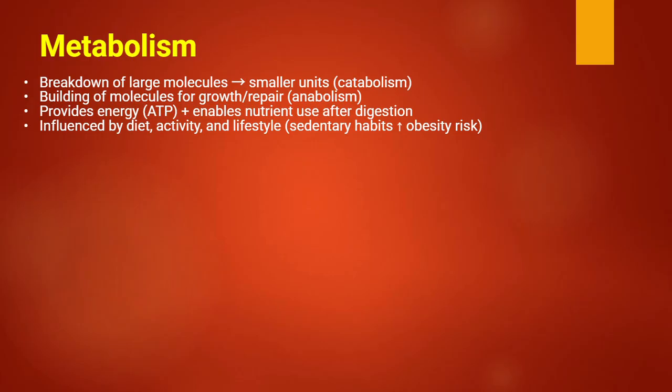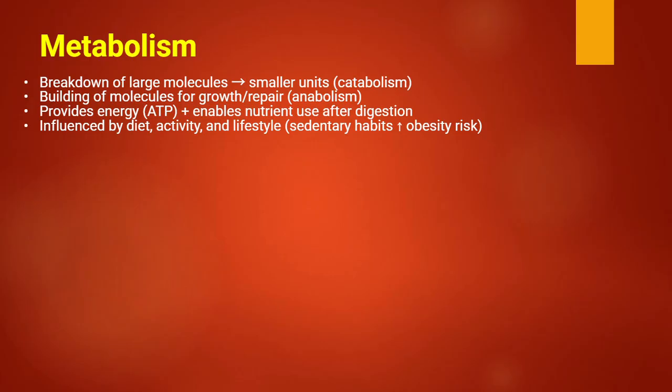These smaller molecules are then transported through the bloodstream to cells, where they are used for energy production, growth, and repair. Metabolism can be divided into two categories: catabolism, which is the breakdown of larger molecules to release energy, and anabolism, which is the building of complex molecules needed for cell growth and repair. Together, these processes balance energy supply and demand in the body.